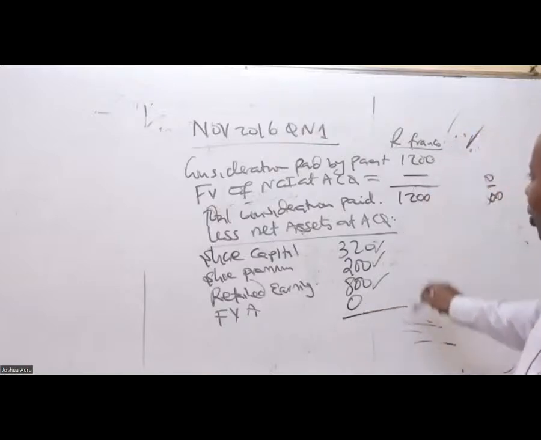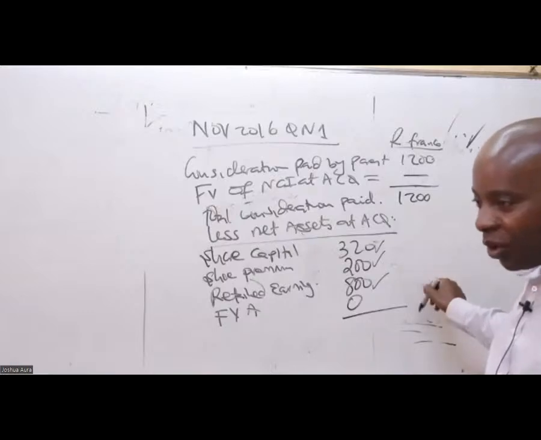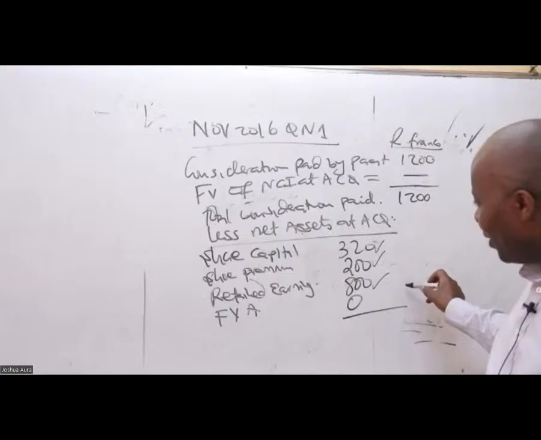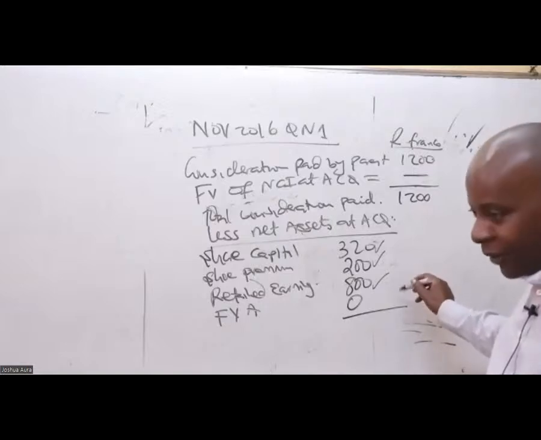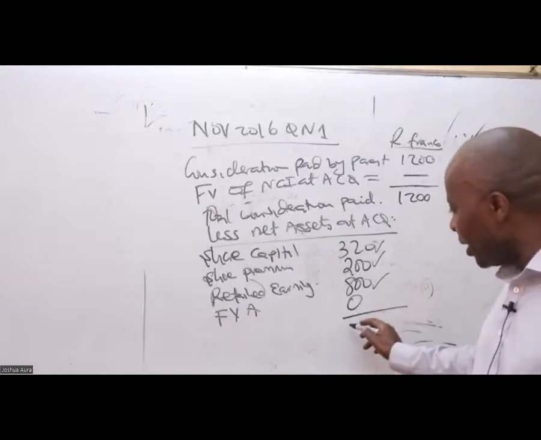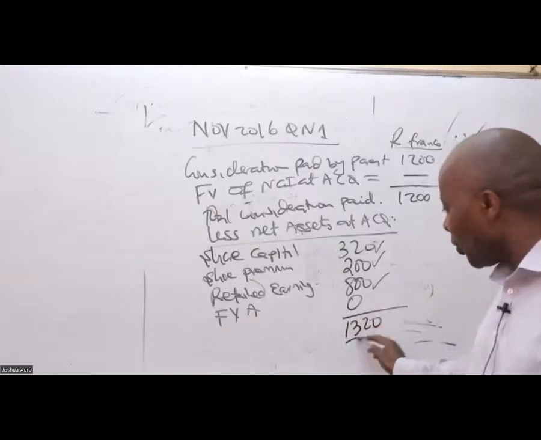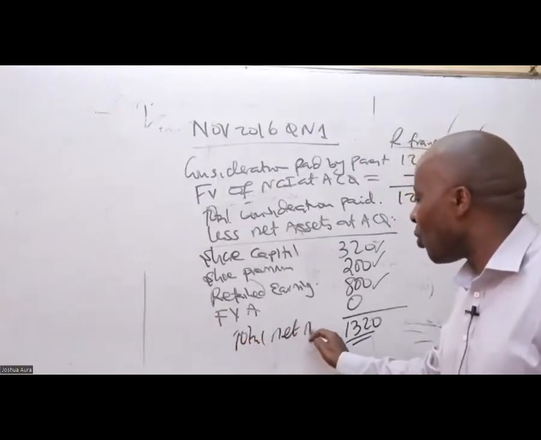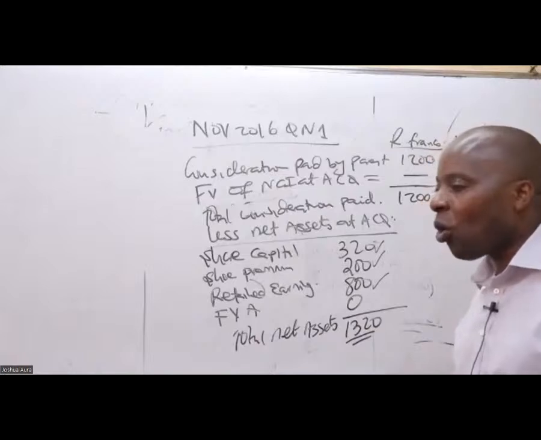So are you able to give me this total, ladies and gentlemen? Are you able to give me this total? Aha. Ukiongeza na kuja ngapi somebody? 1320, right? Wanasema 1320, right? So in this case here, the total is 1320. But now remember that these are total net assets.